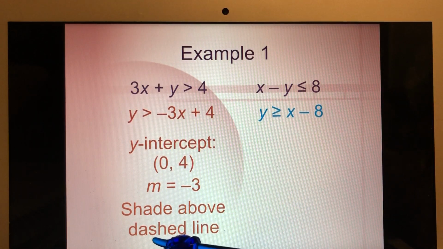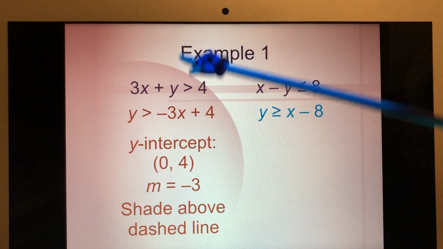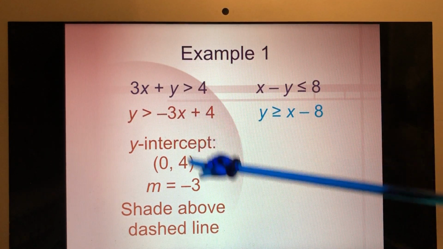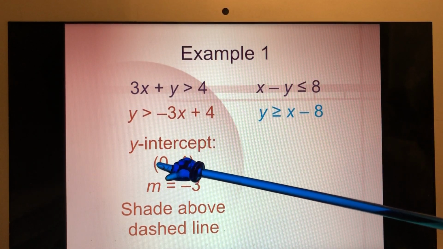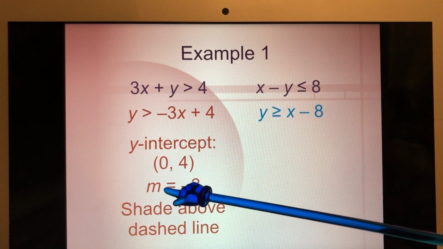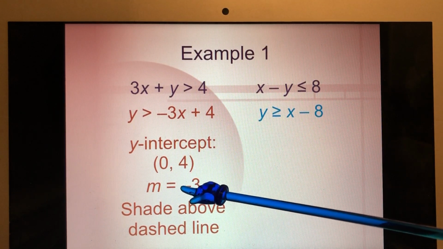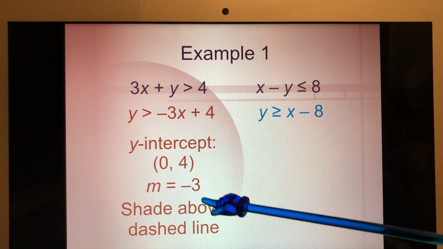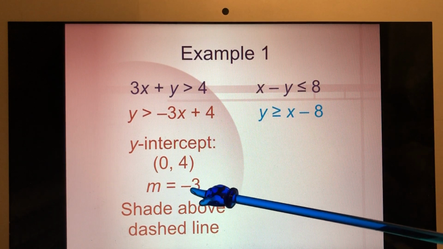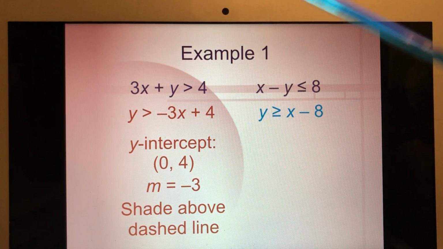Shade above the dashed line. So if we were to now graph this equation, we can easily plot (0, 4). And then remember the slope is the rise over the run. So negative 3 going down over the run, the slope.